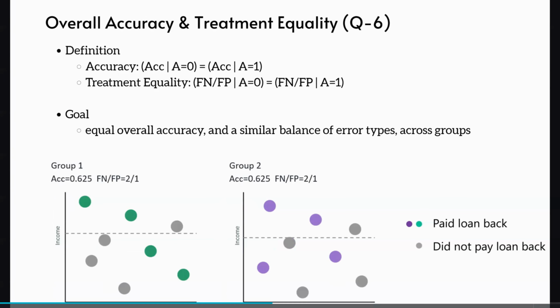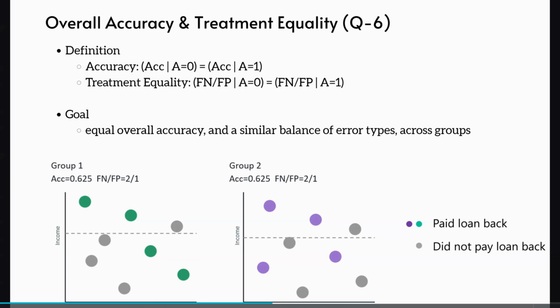Okay, I'll go with the final one as well, which is the overall accuracy and treatment equality. What it tries to do is bring everything together. Here it looks at accuracy and treatment equality, basically a ratio of false negative and false positive. Only accuracy does not work well. We know that it does not work when the class is imbalanced. You are not actually penalizing, so it does not give you the correct idea.